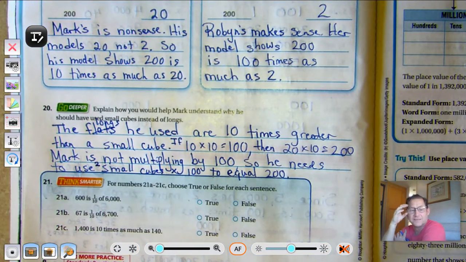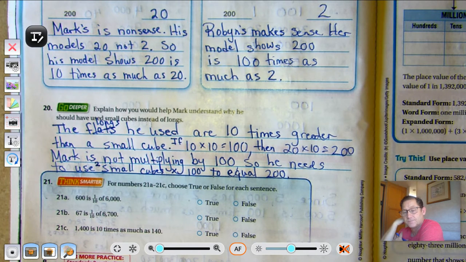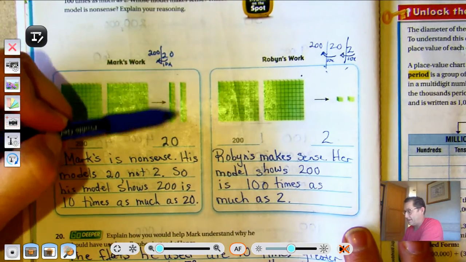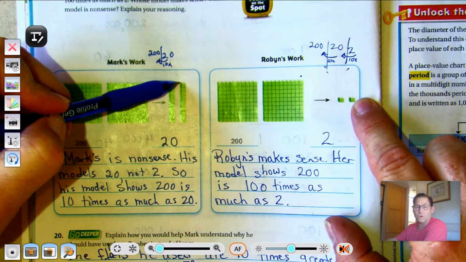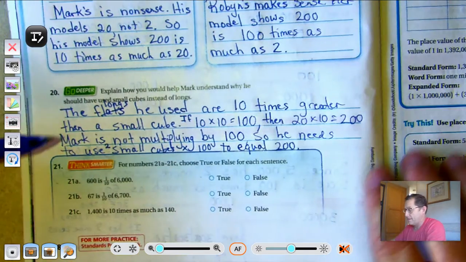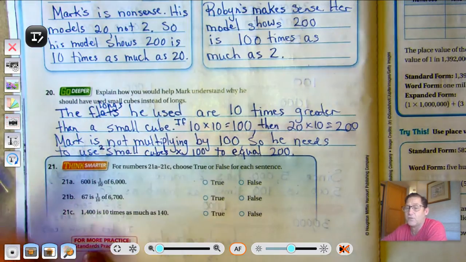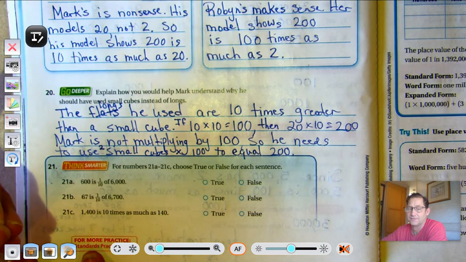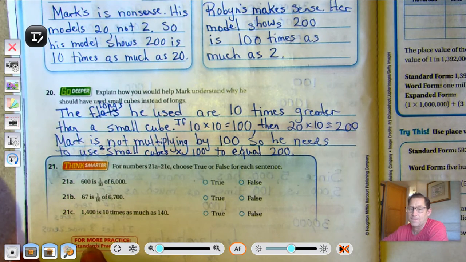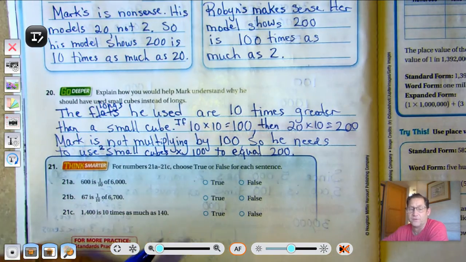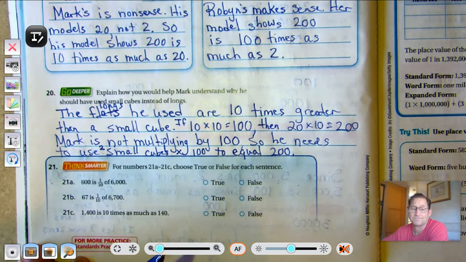All right, so let's try to look at that explanation. The longs he used are 10 times greater than a small cube. So this long that he's using is 10 times greater than the one Robin's using. If we know that 10 times 10 is 100, then it reasons that 20 times 10 is 200. So he's not showing that 100 times greater than 20 is 200. He's only showing 10 times. He's not multiplying by 100. So in order to multiply by 100, he needs to use two small cubes to equal 200.